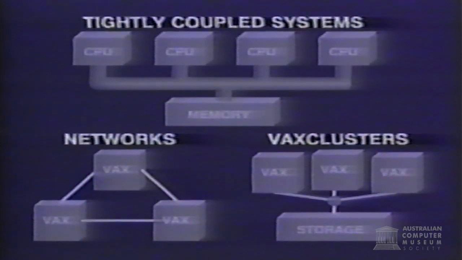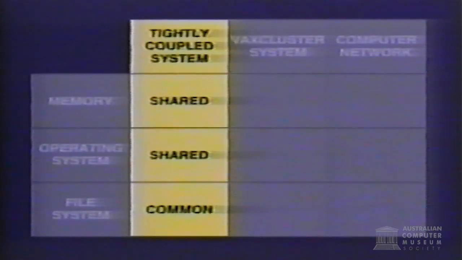This completes our discussion of tightly coupled systems, networks, and VAX clusters. Let's review and compare these systems. In a tightly coupled system, memory is shared by all of the CPUs. The processors also share one copy of the VMS operating system and maintain a common file system.